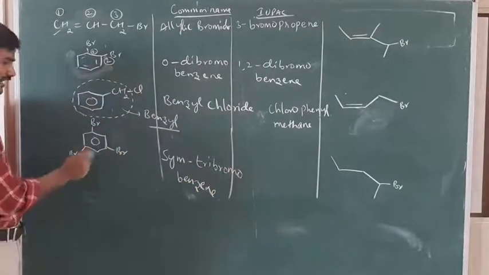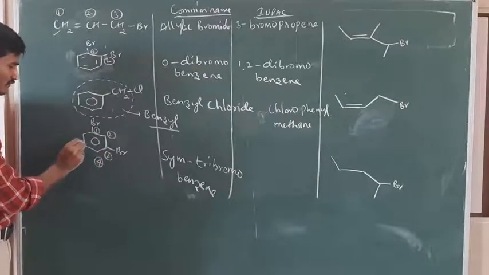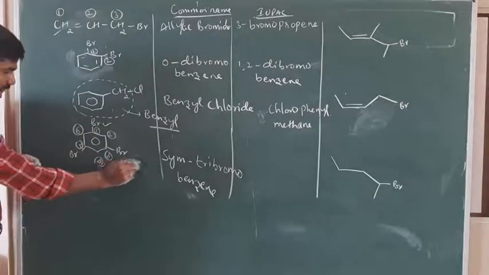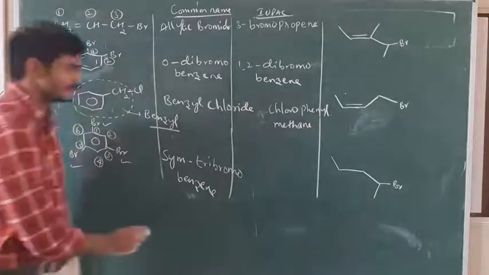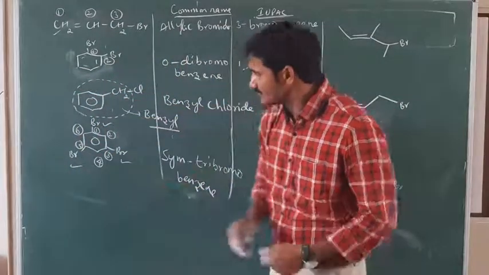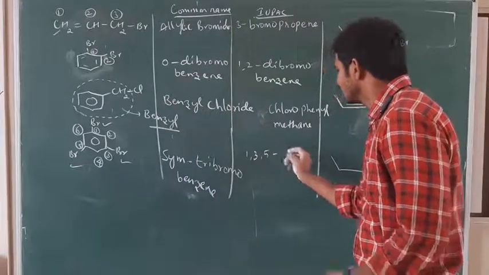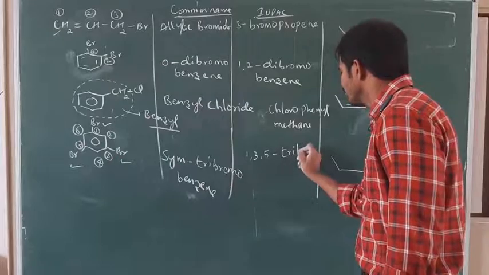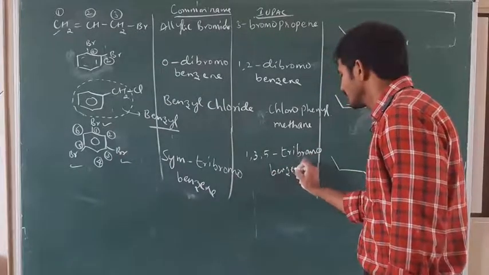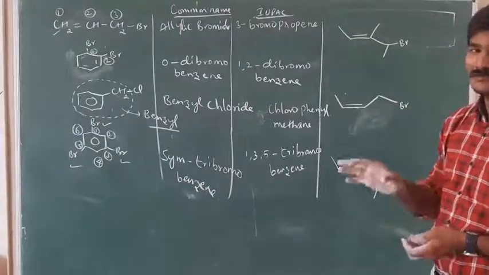For the IUPAC name, we give the numbering 1, 2, 3, 4, 5, 6. At the first, third and fifth positions we have bromines. So the name I write here is 1,3,5-tribromobenzene. This way we write the IUPAC nomenclature of the molecules.